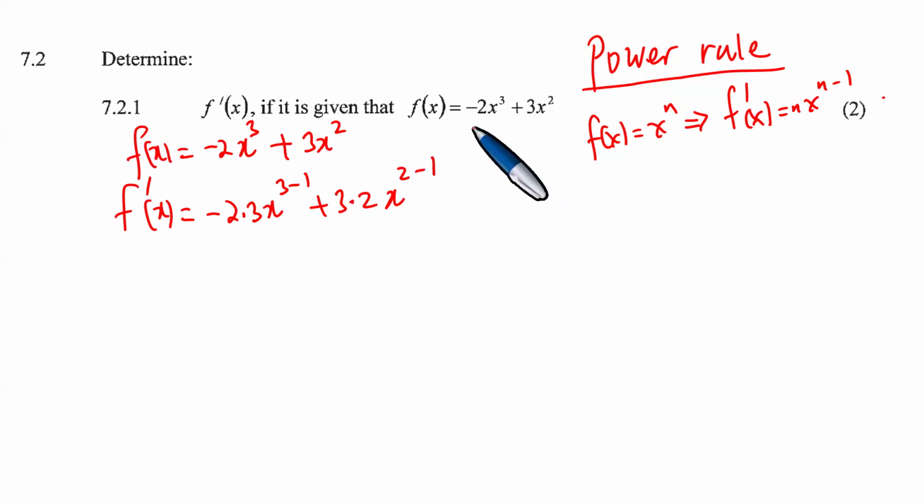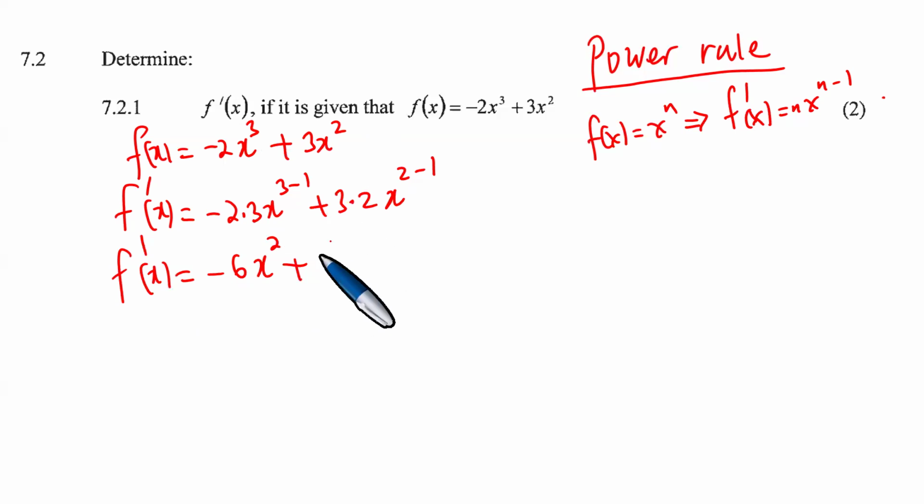So what are we doing here? We bring down the powers and we subtract 1 from the powers themselves. Bring down 3 and subtract 1 from 3. Bring down 2 and subtract 1 from 2. This is called the power rule because we're dealing with the powers of x. F primed of x equals, what is minus 2 times 3? It's actually minus 6x to the power 2 because 3 minus 1 is 2, plus 3 times 2 is 6x to the power 2 minus 1, giving us a 1.